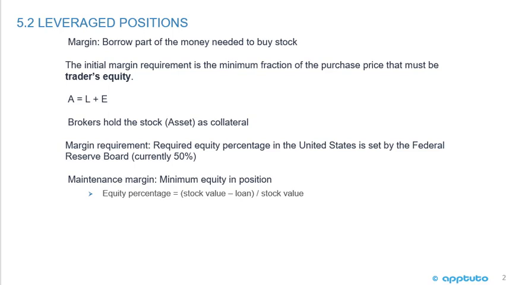Brokers hold the stock asset as collateral, and the margin requirement, the required equity percentage in the United States, is set by the Federal Reserve Board, and it's currently 50%. The maintenance margin is the minimum equity position, and the equity percentage is the stock value minus the loan divided by the stock value.